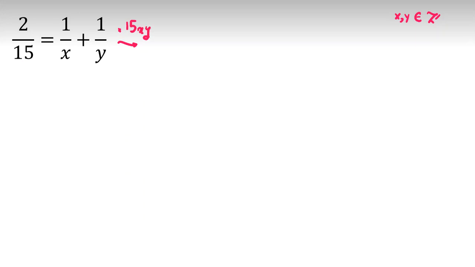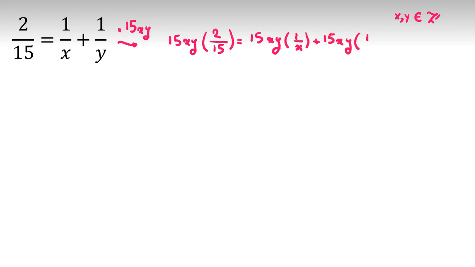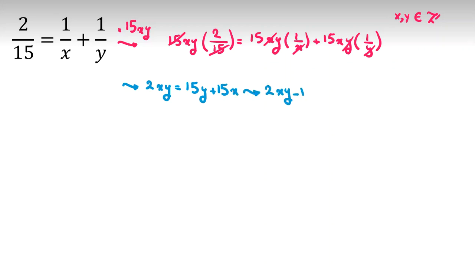By 15xy. So let's do 15xy times 2 over 15 equals 15xy times 1 over x plus 15xy times 1 over y. And we cancel 15 with 15, x with x, y with y. So let's see what each side is. The left hand side will be 2xy. The right hand side is 15y plus 15x. Now, let's take all things to the left hand side: 2xy minus 15x minus 15y equals 0.